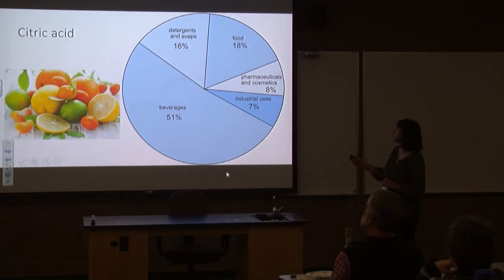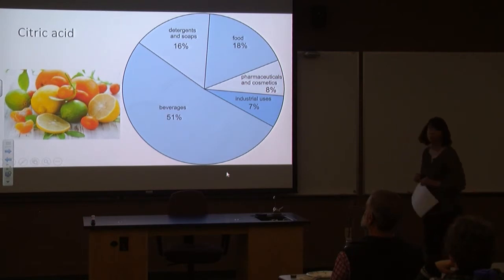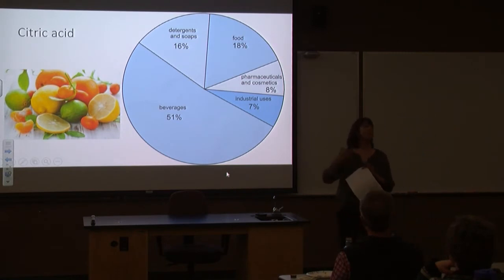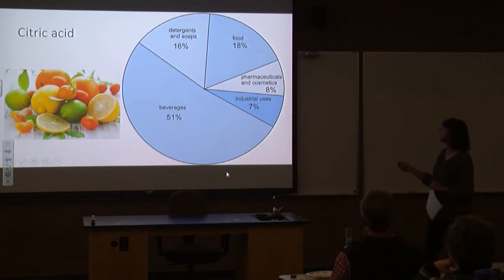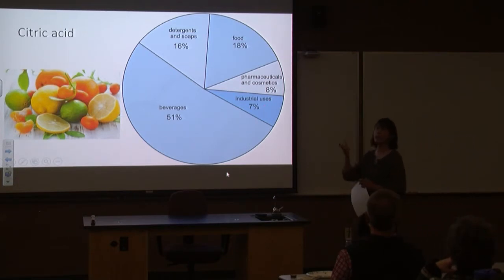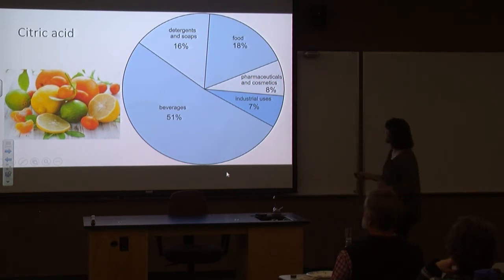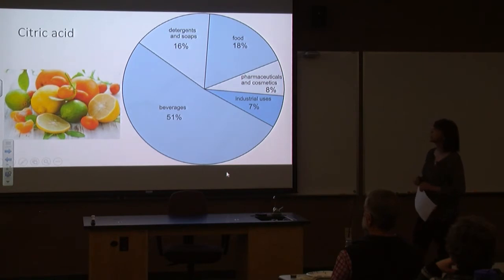It's also used in detergents and soaps. It's a pretty good chelator. It's also used to remove lime deposits and such. A lot of foods use it because, as I said, it's a good preservative, and so you see it in a lot of different foods, as well as cosmetics and pharmaceuticals. Again, that's to balance out the pH. And then other industrial uses.